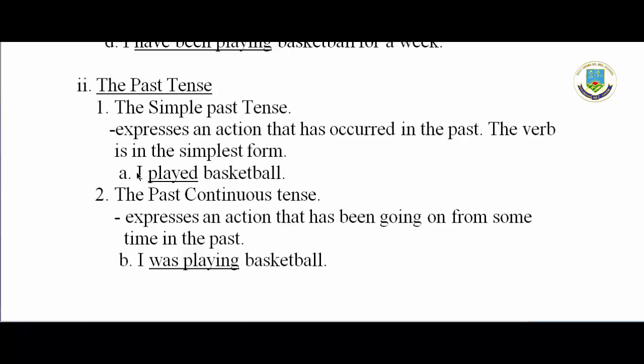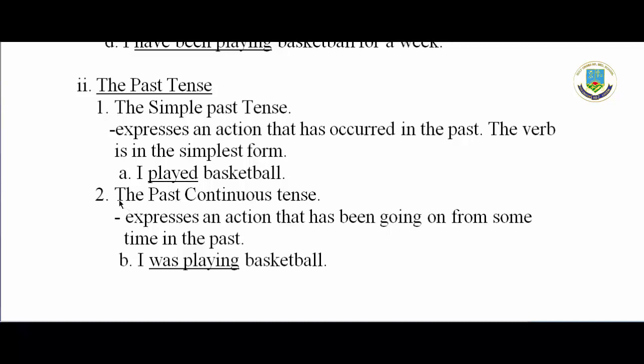Take a look at the example. I played basketball. The suffix ed indicates the action having completed in the past. Such a sentence is said to be in the past tense, or such a verb is said to be in the past form, in the simple past form.